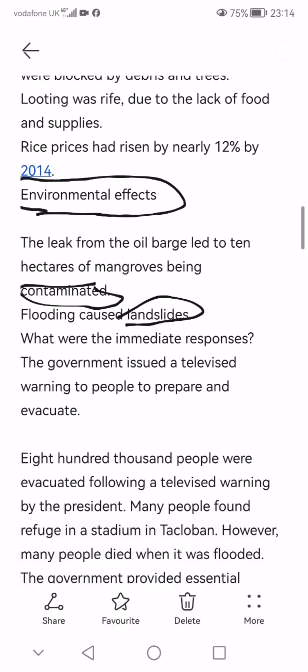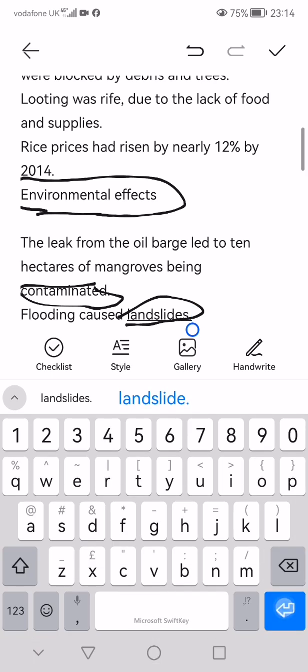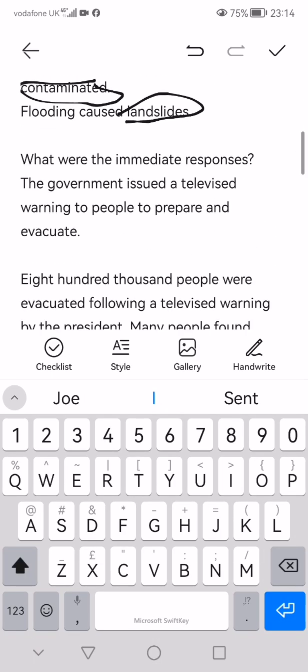Now, the bit to note just here, a little space down here, is the responses. Now, you can also categorize responses. It's a lot easier, this one. Responses can either be immediate responses or longer term responses or secondary responses. Now, immediate responses are the things the government do in the minutes, hours, and days after a tropical storm or an earthquake, in this case, a typhoon. It's the things you do immediately.